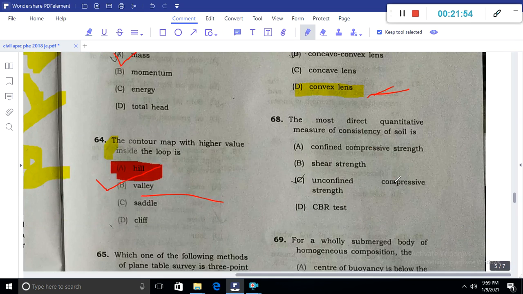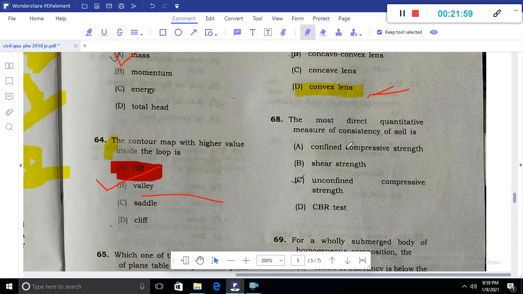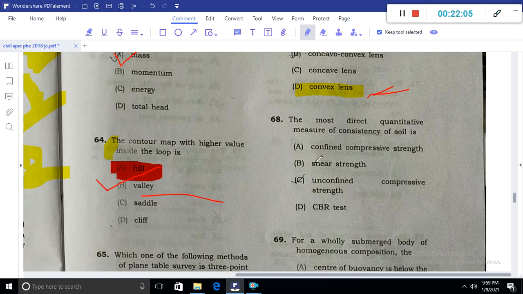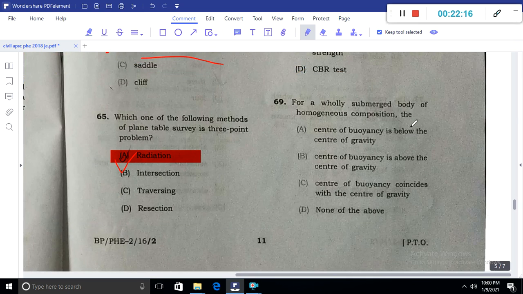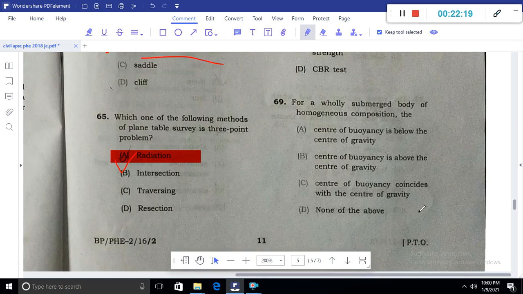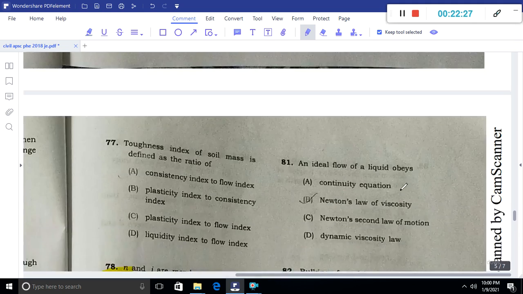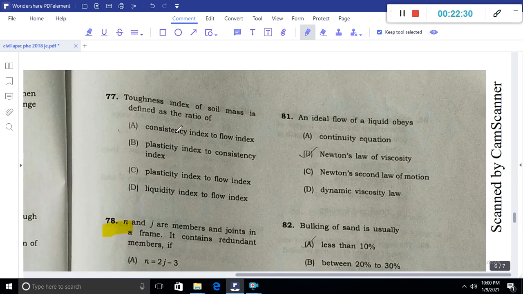Okay, the most direct quantitative measure of consistency of the soil is shear strength. For a wholly submerged body of homogeneous material, the center of buoyancy below the center of gravity, center of buoyancy above the center of gravity, or center of buoyancy coincides with center of gravity. For a wholly submerged body, the center of buoyancy coincides with the center of gravity. The toughness index is the ratio of consistency to flow index.